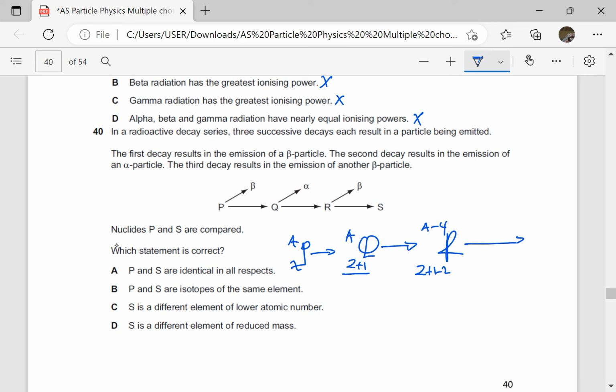Then if this emits S by beta minus emission, the nucleon number is not changing, it is A minus 4. Remember this one is giving us Z minus 1. Since it is beta minus, the proton number increases by 1, so this is Z minus 1 plus 1, which takes us back to Z. That means the proton number is the same as the first one, so those are isotopes. P and S are isotopes of the same element, so the answer is B.